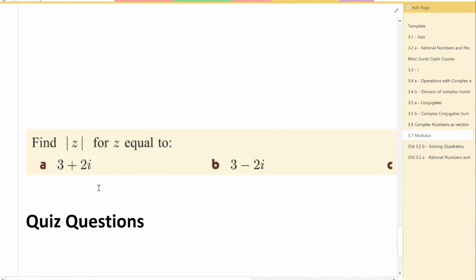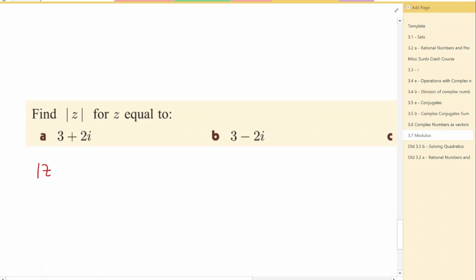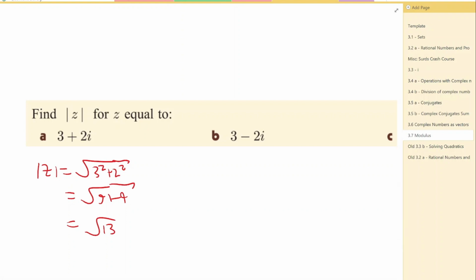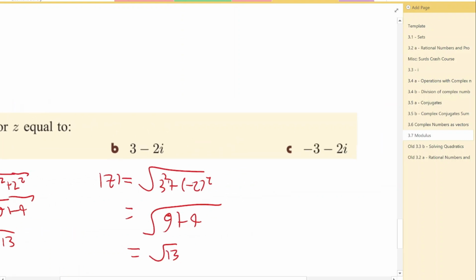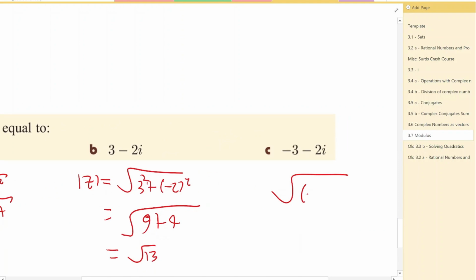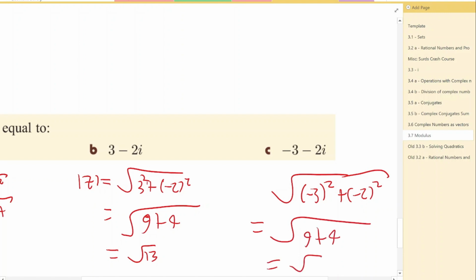So we'll do a couple more examples. Mod z of this one, 3 plus 2i. Mod z equals square root of 3 squared plus 2 squared, which is going to be square root of 9 plus 4, which is square root of 13. That's a nasty number, so we'll leave it at square root of 13. Mod z for this next one is going to be square root of 3 squared plus minus 2 squared, which is square root of 9 plus 4, which is square root of 13. This one is going to be square root of minus 3 squared plus minus 2 squared, which is square root of 9 plus 4, which is square root of 13 again.